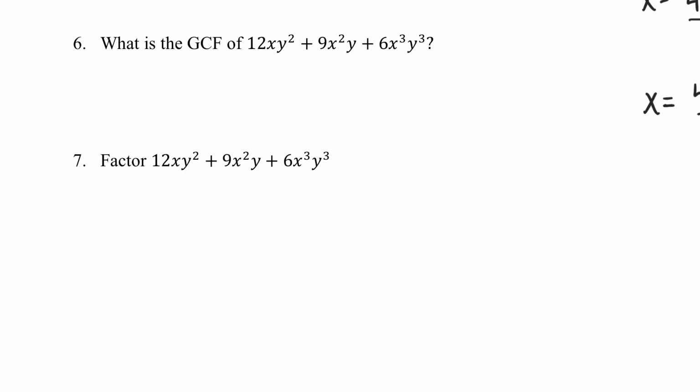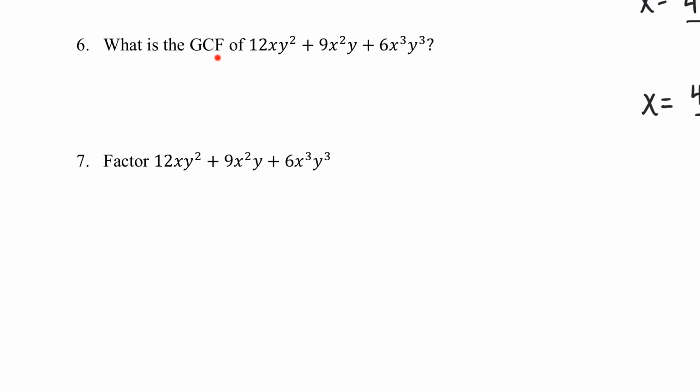All right, number 6 here. They want to know, what is the GCF, which stands for greatest common factor, of 12xy squared plus 9x squared y plus 6x cubed y cubed. The question here is, what is the largest number that we can pull out of each of these terms?